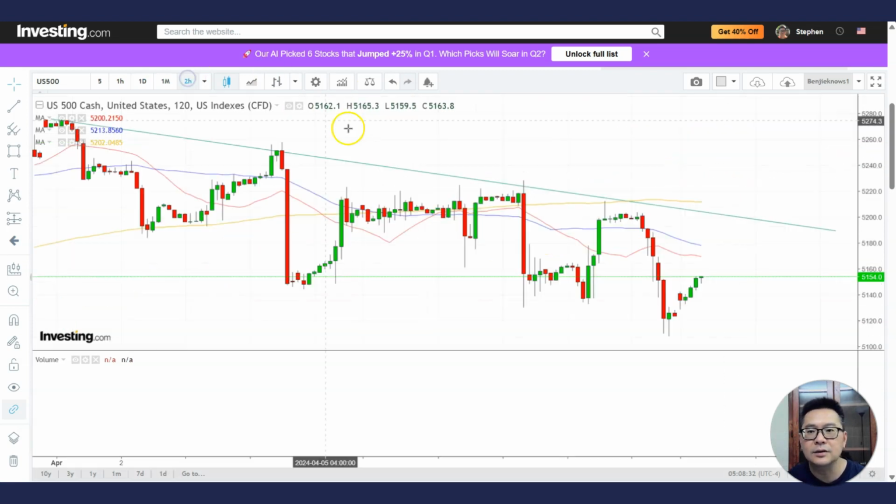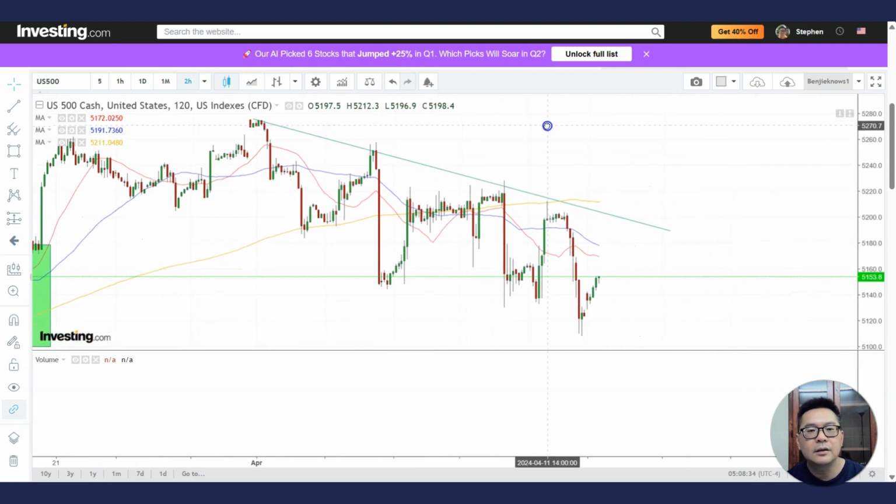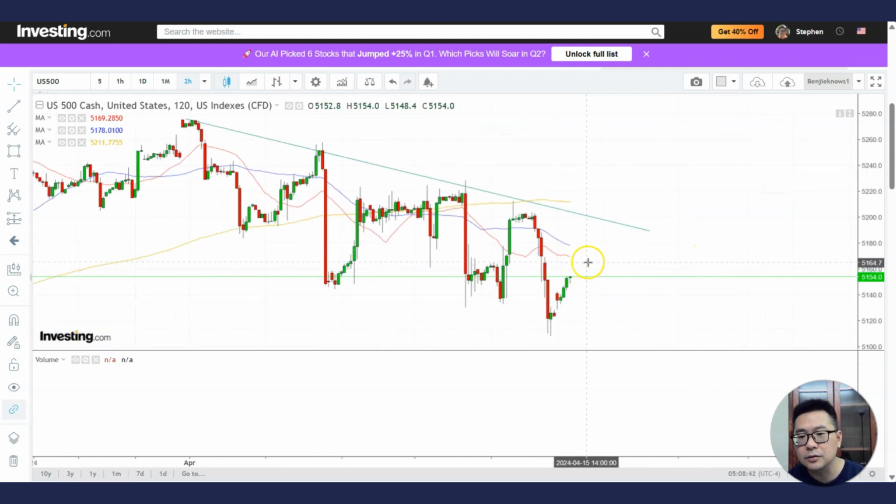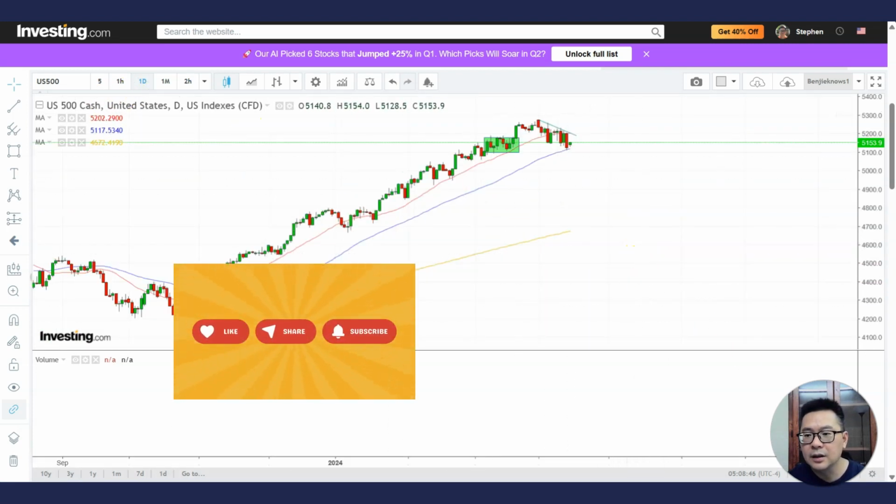I always like to see, when the major indexes are correcting, a break above a downtrend line, but it has not been able to do so yet, so you have to be cautious on the long side.